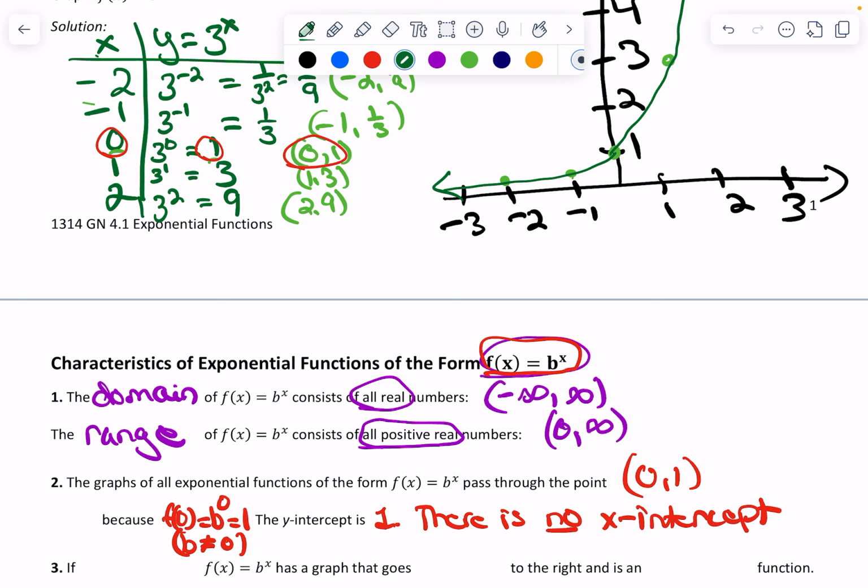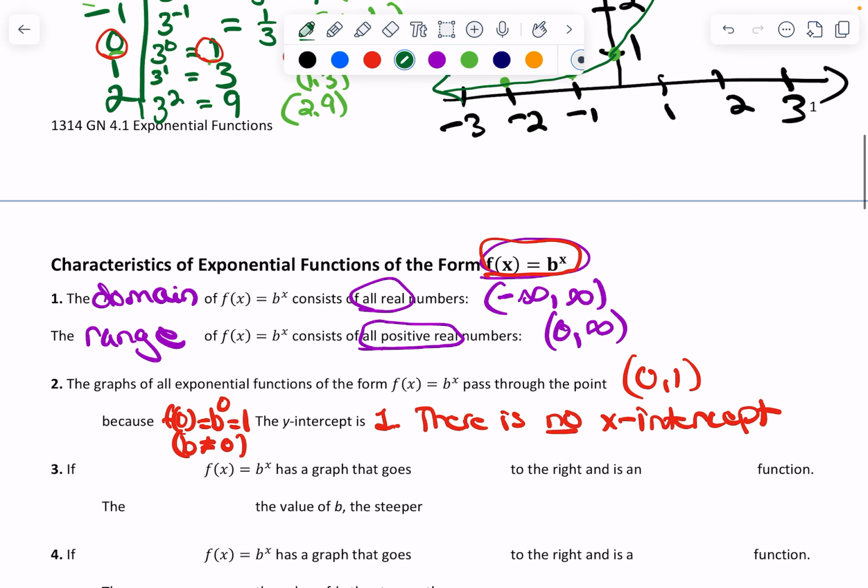Okay, next one. If b is greater than 1, so our base is greater than 1, f of x equals b to the power of x has a graph that goes up to the right and is an increasing function.